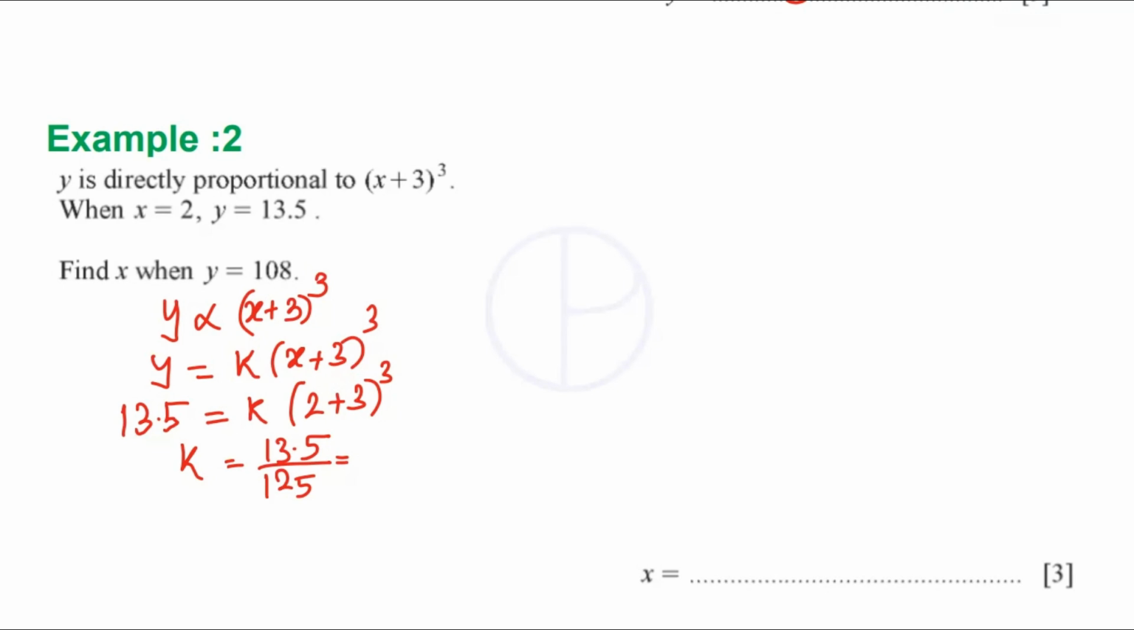So this can be written as 135 divided by 1250. Multiply and divide by 10, so we get this number. Now let's cancel this by 5. We get 27 and here it is 250.